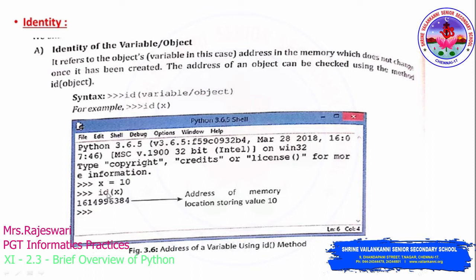So let us see how this works now. For example, if you give x is equal to 10, what you have done here is that 10 is the value which I have assigned to the variable x. Clear? And this x gets stored in a memory location. So the value 10 gets stored in the variable x, and this x takes a memory location. To find that out, if you give id of x, what will happen? It will retrieve the address of the memory location where the value 10 has been stored. So this is how it works.